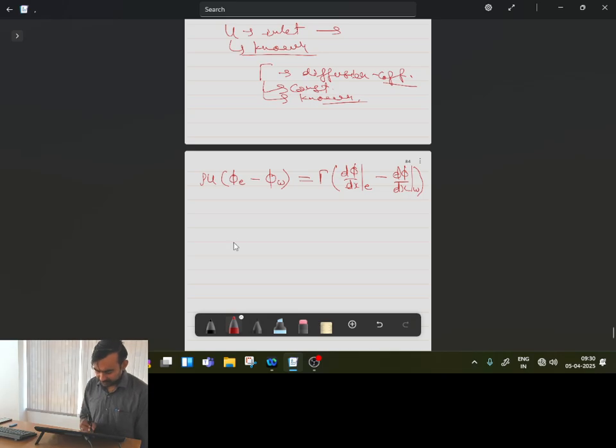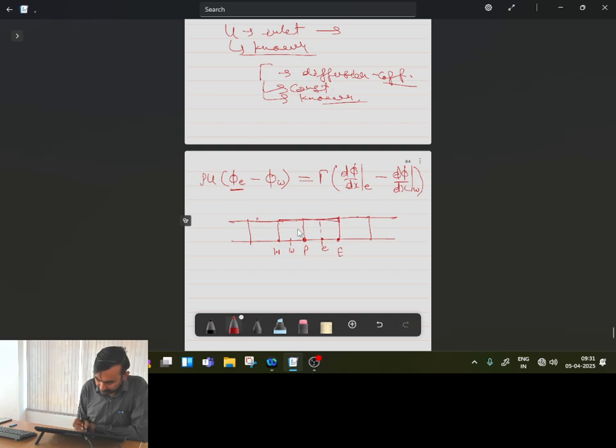Okay. Now let us understand. I will have different possibilities now. This is my node P. This is W. This is E, and this is small e and small w, where I need to estimate the values. Now how to calculate the value at face e? What value will you define for phi e? Please tell me. Average of P and E.